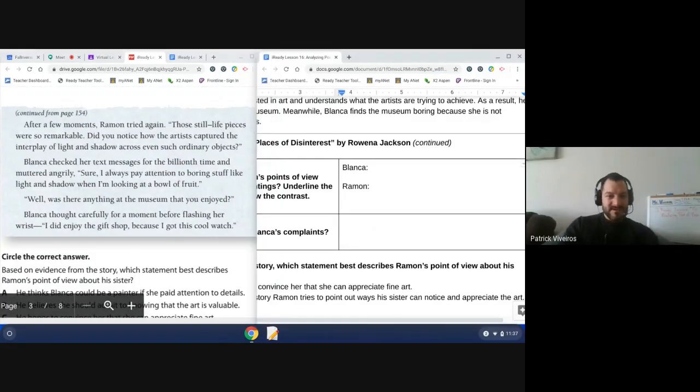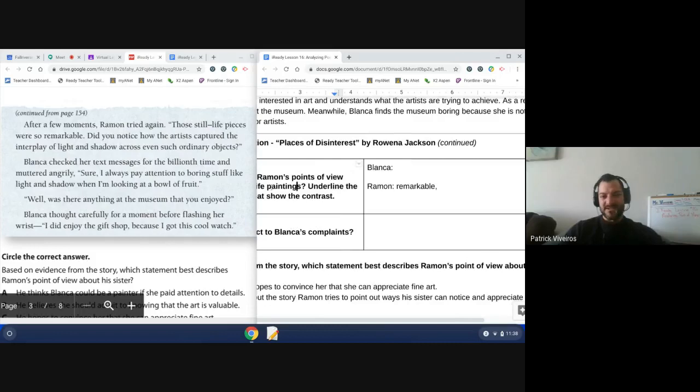So for Ramon, he had said that those still life pieces were so remarkable. Going back to our lesson from Tuesday, if you were able to take part in that, we went over connotative and denotative meanings. So the word remarkable is a really positive word. The connotation of that word, or the feeling that it emits, is that it's very spectacular, extraordinary, unique and one of a kind, and very valuable. So continuing on, he notices how the artist captured the interplay of light and shadow across such ordinary objects.